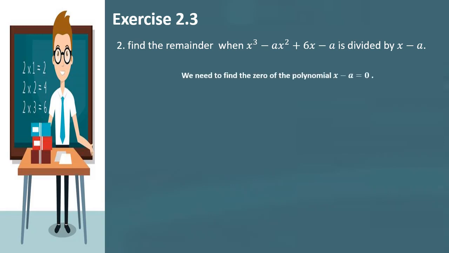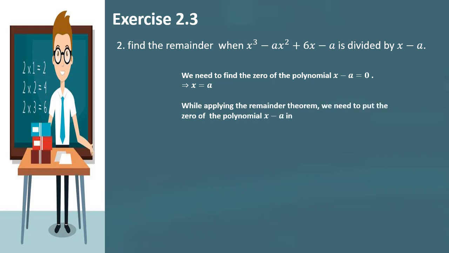Now we find out the zeros of the polynomial, that is x minus a. First, we will put x minus a equal to 0. Then we get x equal to a. While applying the remainder theorem, we need to put the zero of the polynomial.